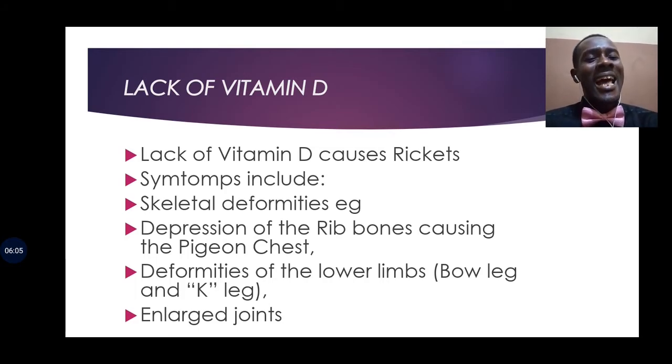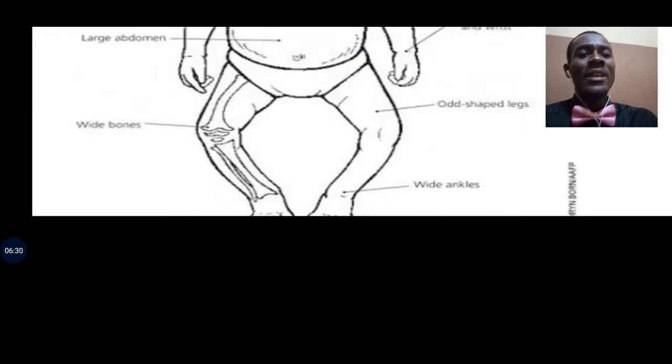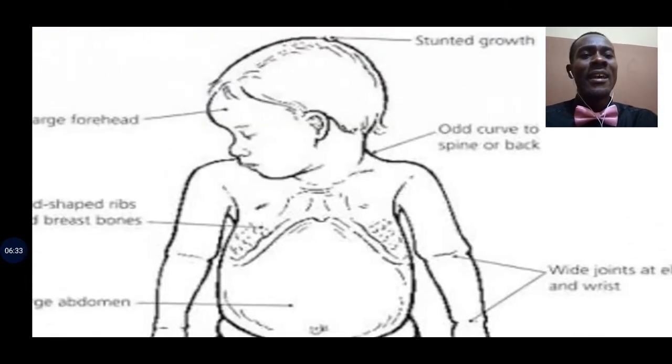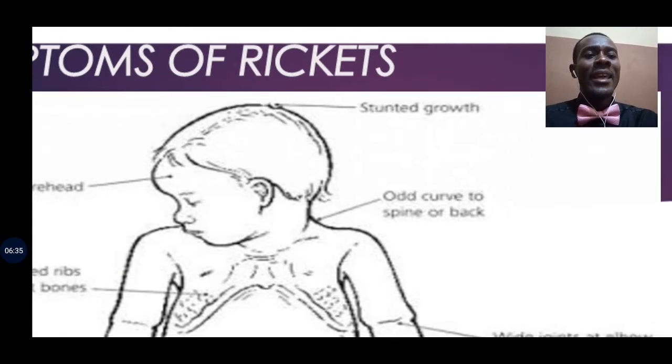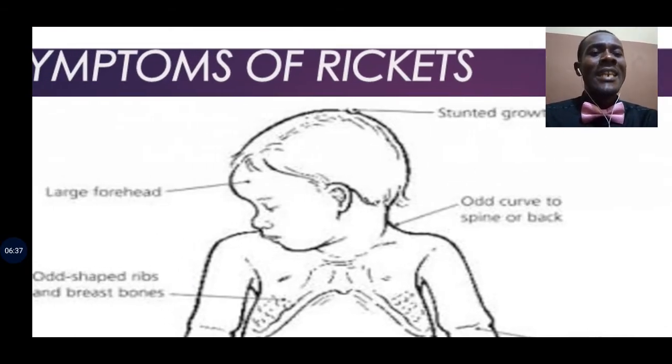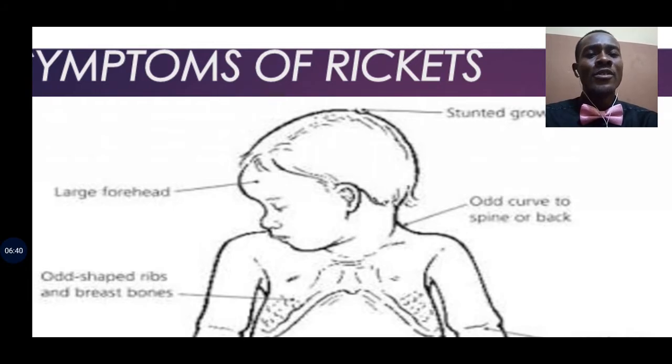The other one is enlarged joints. The joints will be unusually enlarged, as we are going to be seeing in some of the pictures we have here to portray some of these things we are telling you. Now, the next slide is going to show you a child that is suffering from lack of vitamin D, which is causing the disease rickets. Let's look at this child on the screen. As you can see, starting from the head region, there will be the effect of stunted growth.